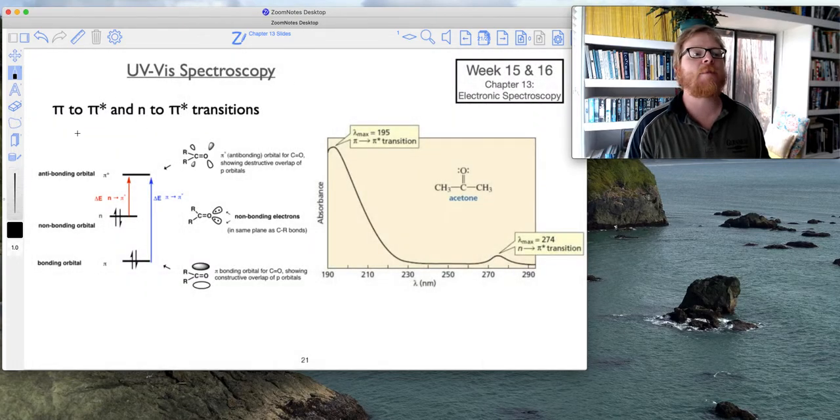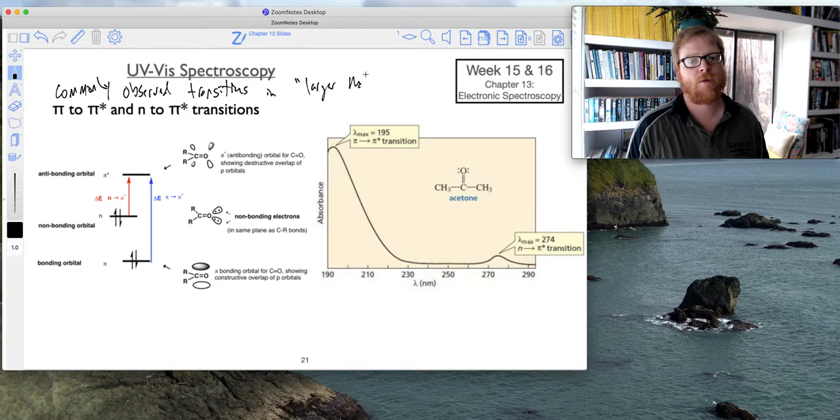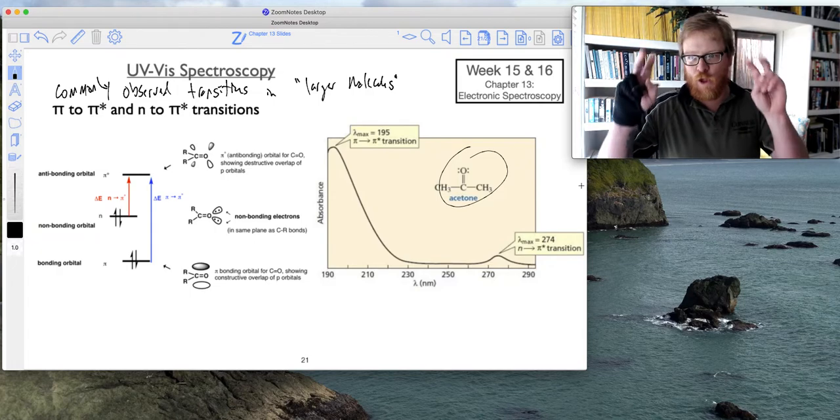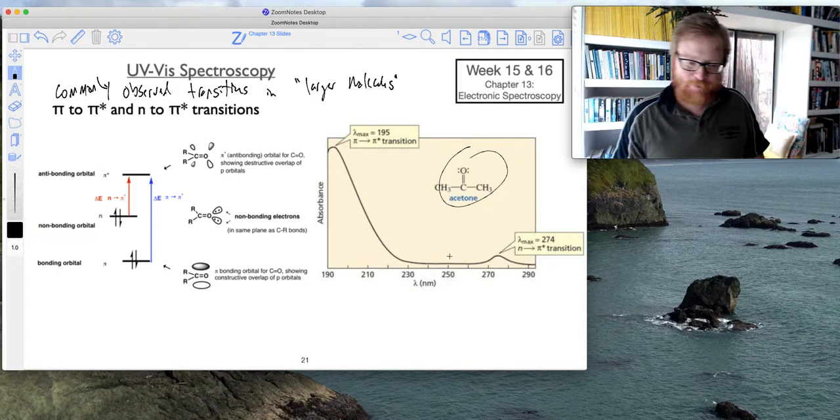So commonly observed transitions in, quote, larger molecules. And you can see here I've got acetone as my large molecule example.